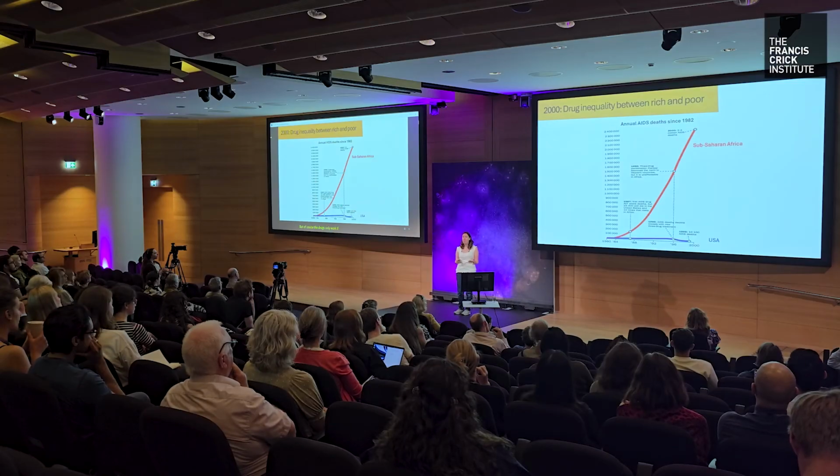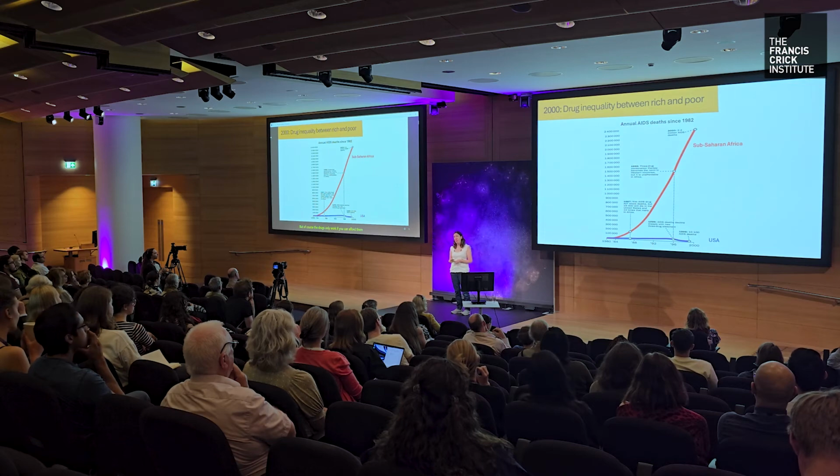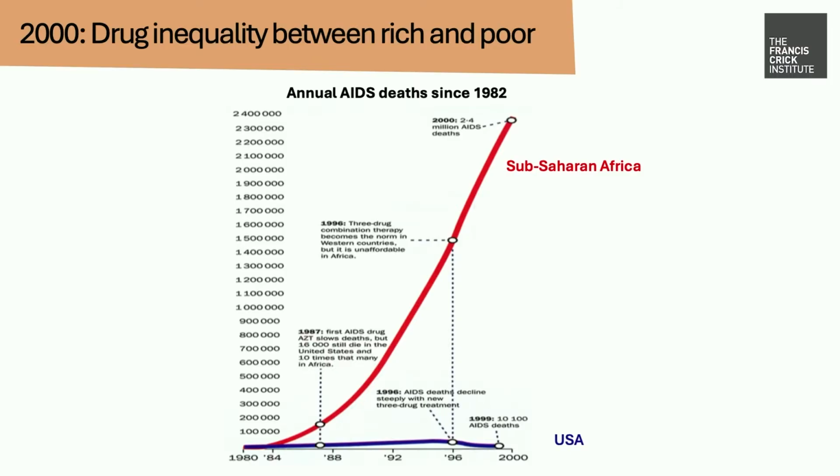But of course, the drugs only work if you can afford them. While we could stop people dying in the West, in sub-Saharan Africa, which had the major burden of HIV, where there were the most people living with HIV, these drugs were too expensive. And so millions of people kept dying.